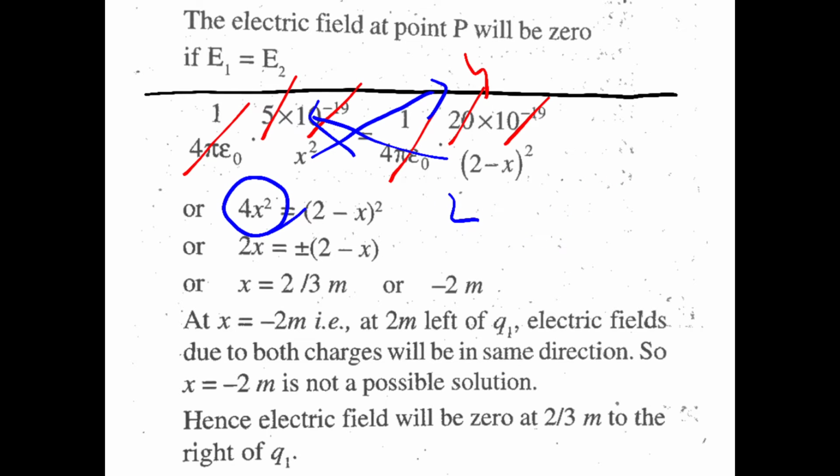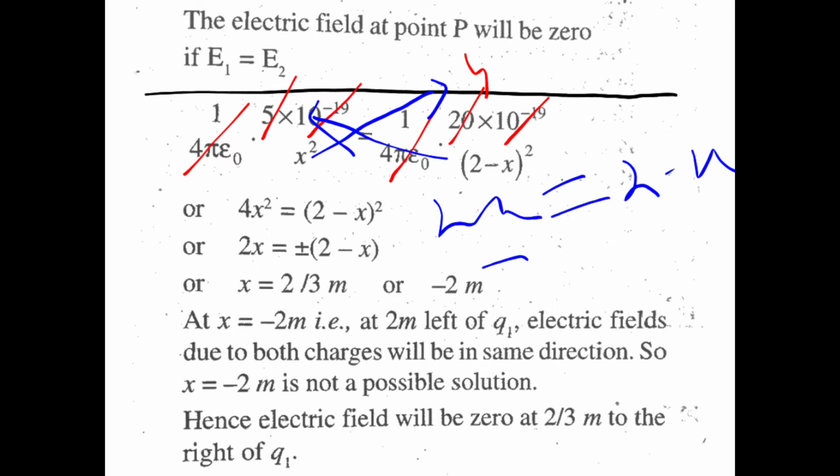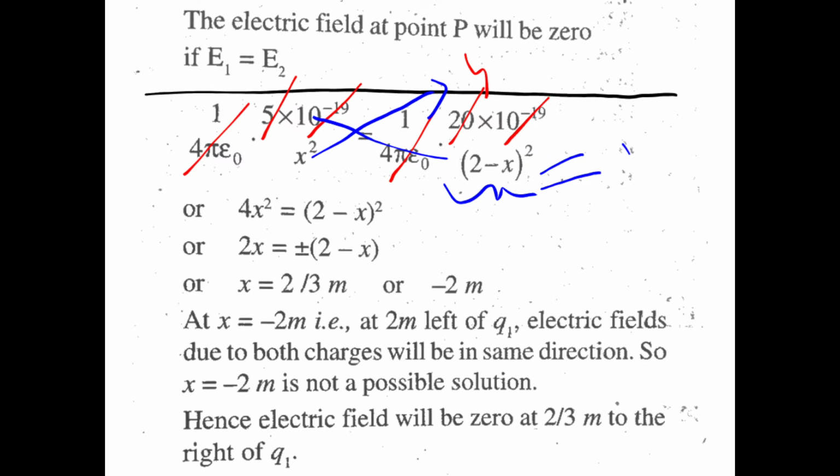Next, take the root on both sides. Taking root of both sides, we get 2x is equal to plus or minus (2 minus x). So there are two conditions. If 2x is equal to 2 minus x, then x is equal to 2 by 3. If 2x is equal to x minus 2, if it is negative, then x is equal to minus 2 meter.